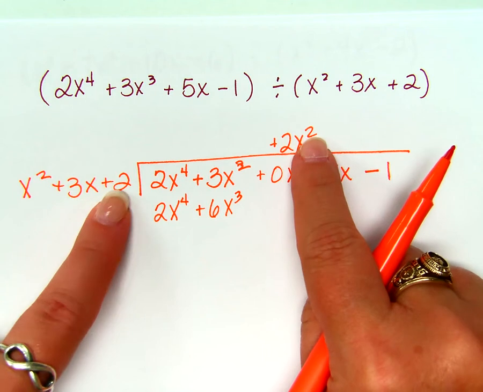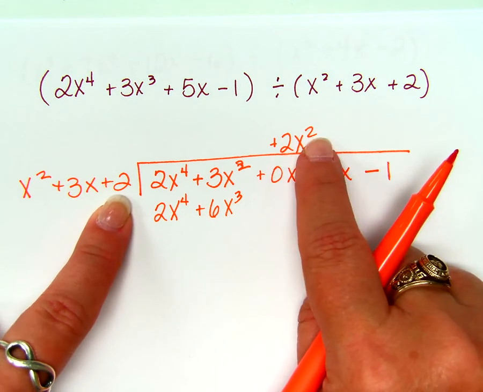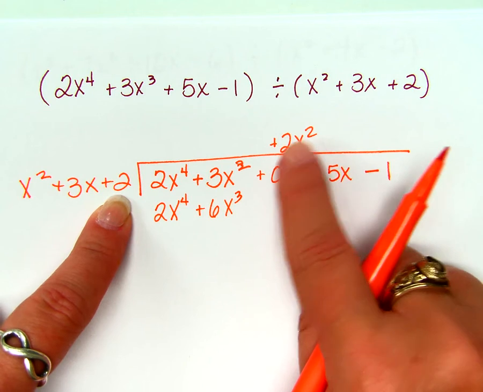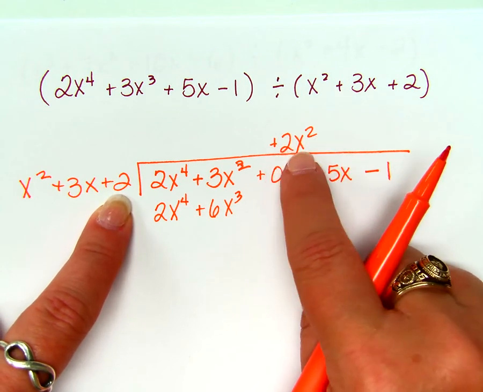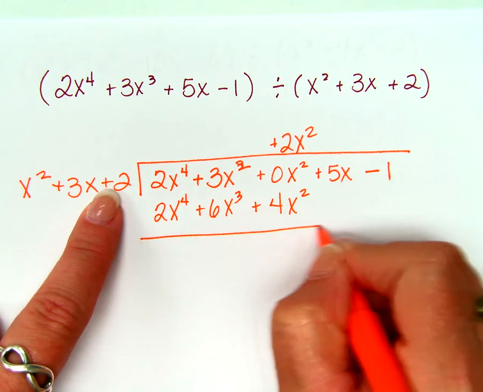What's 2x times 2? Okay, thank you for answering the question I didn't ask. I didn't mean to say 2x. I meant to say 2x squared. Good job. Okay, 2x squared times 2 is 4x squared. Now what do I do?